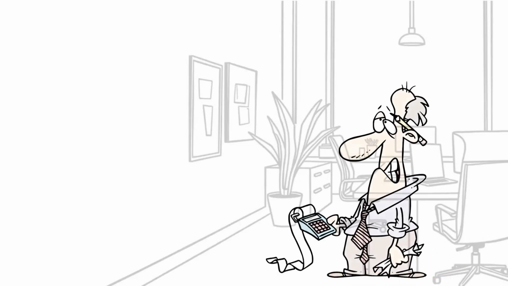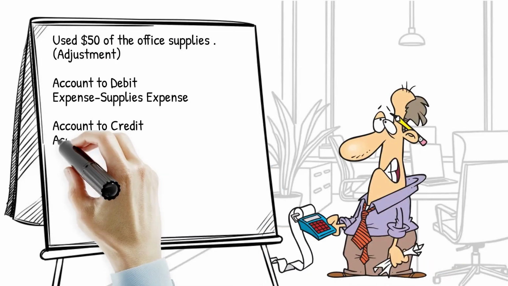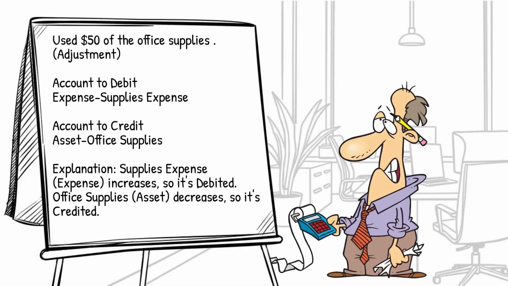Account to debit, expense, supplies expense. Account to credit, asset, office supplies. Explanation: supplies expense increases, so it's debited. Office supplies asset decreases, so it's credited.